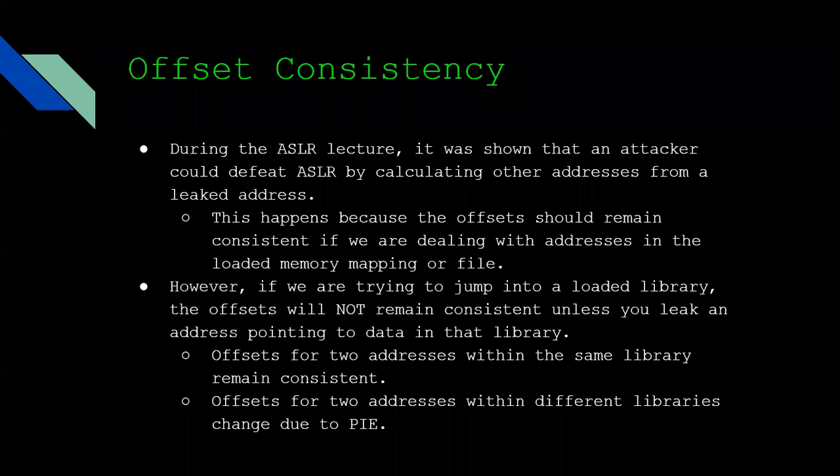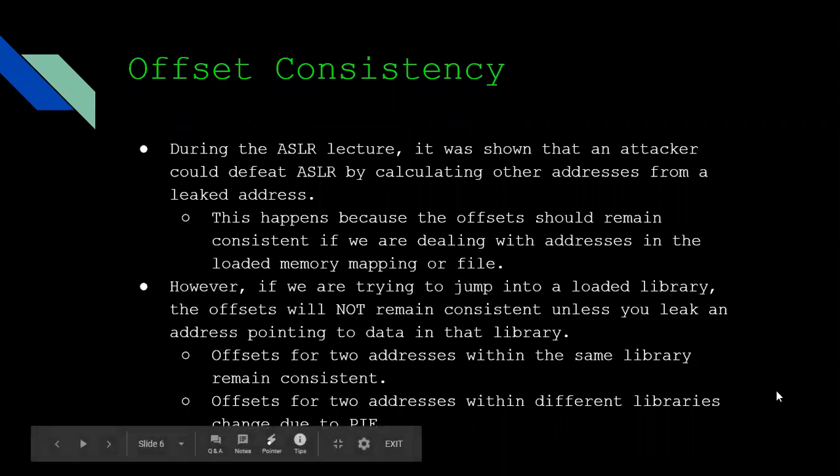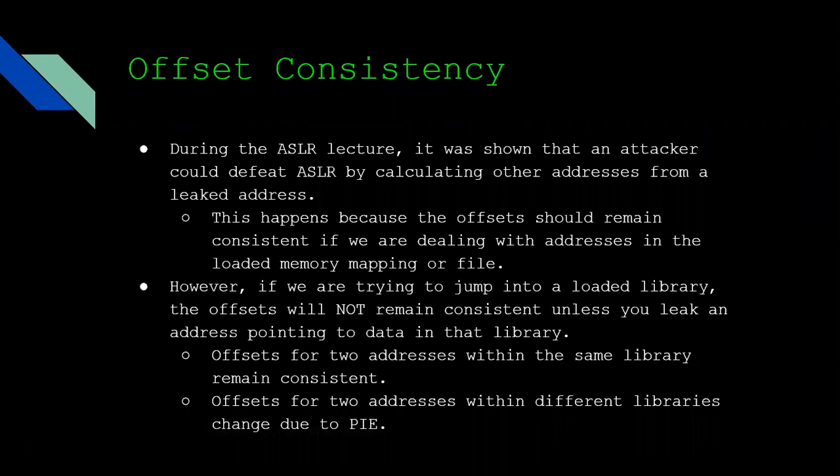So going back to the slides, one thing we also have to consider is the consistency of the offsets that we're using. During the ASLR lecture, I said we could calculate all other addresses from a leaked address because the offsets should remain consistent. However, this is not true if we're talking about an offset between two different libraries, or two different files, or two different things that are in memory.